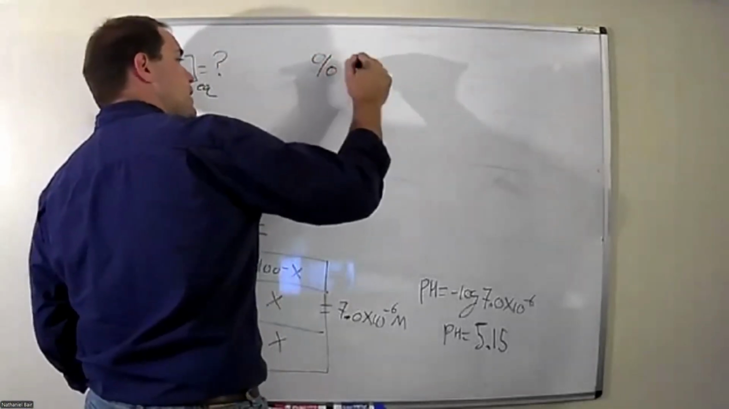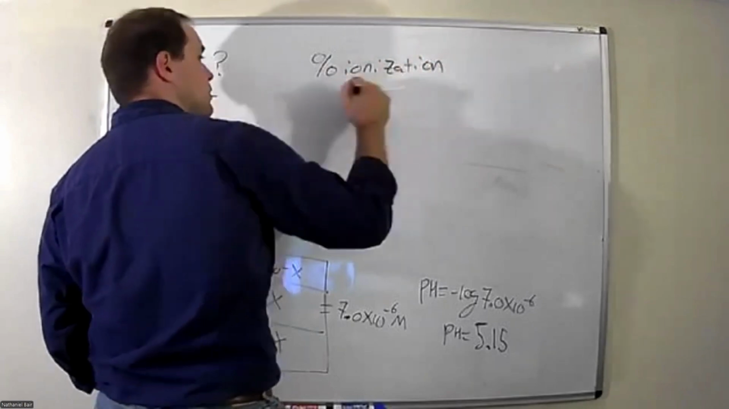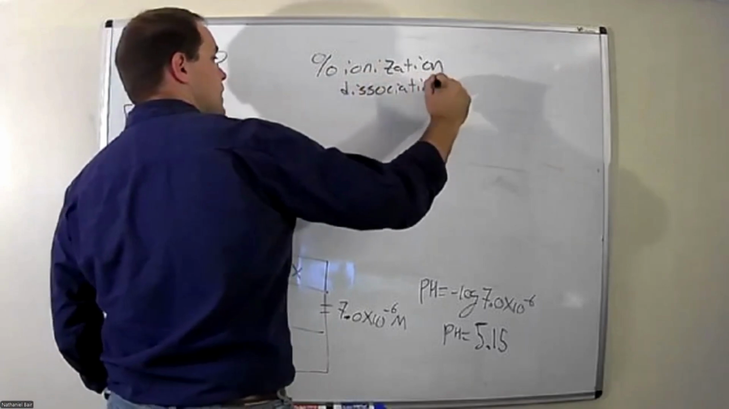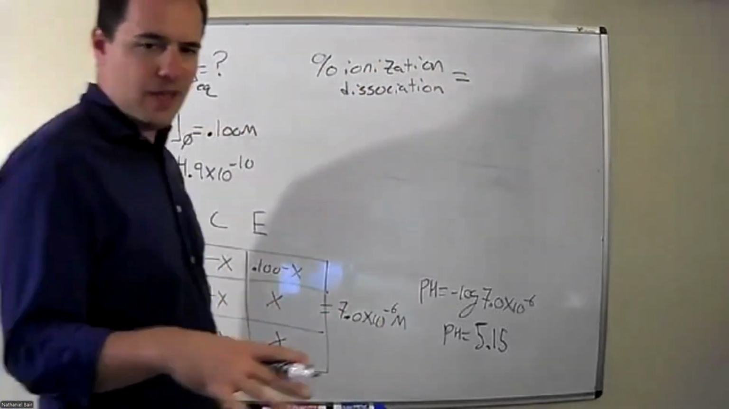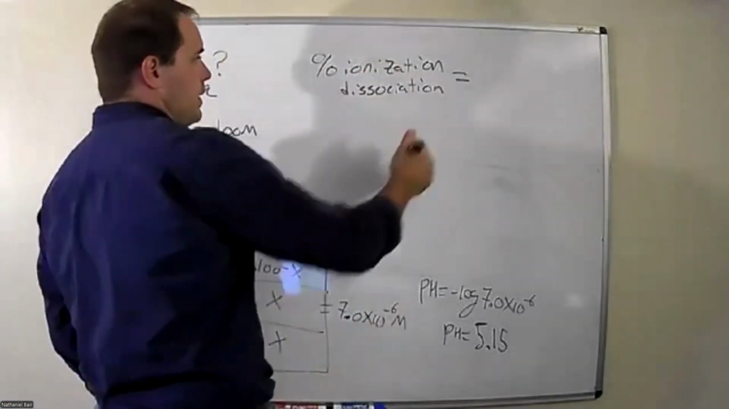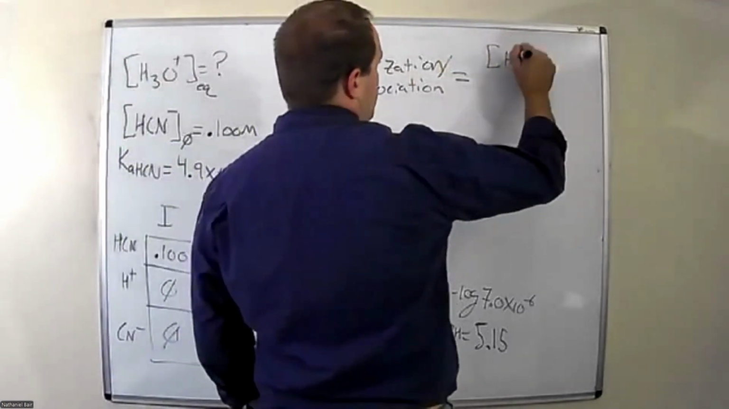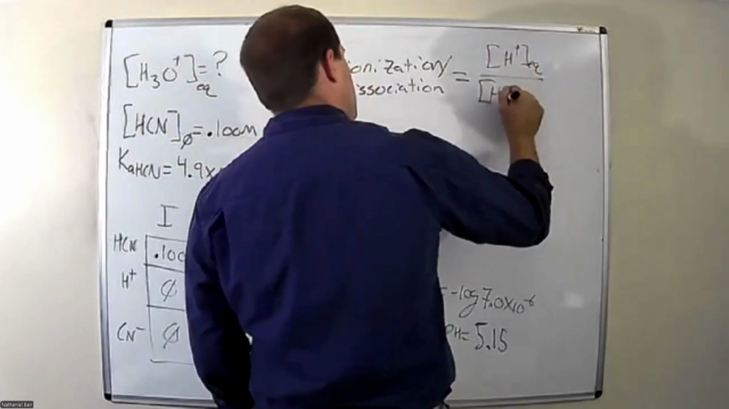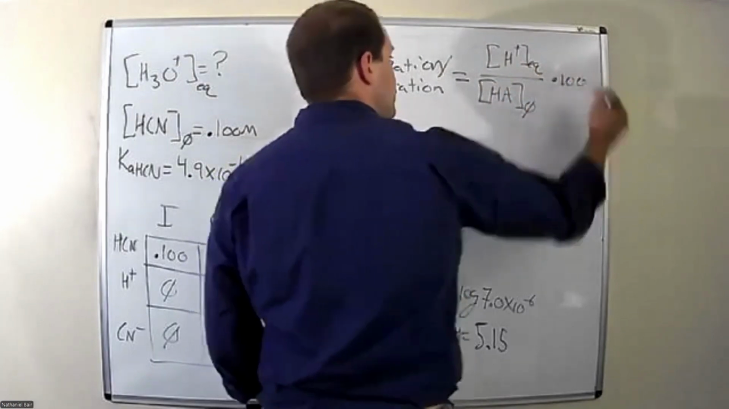The percent ionization or dissociation of an acid, either word is fine, is equal to the equilibrium H plus ion concentration divided by the initial concentration of the acid, and then times 100 to make it a percent.